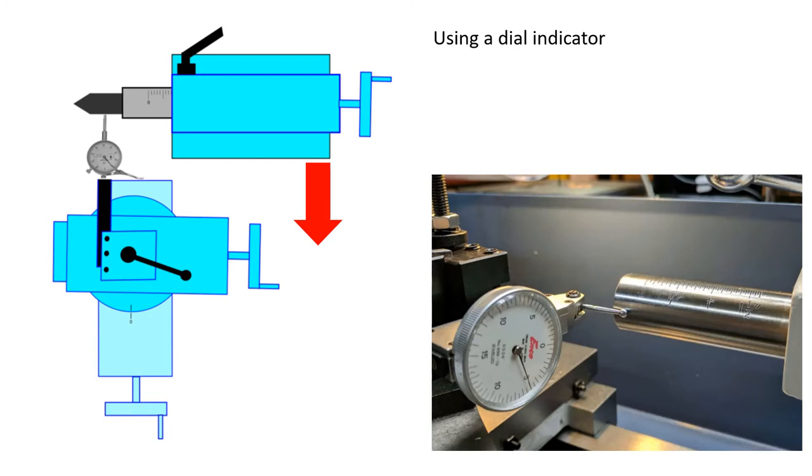So obviously we have to get our tailstock parallel to the center line first before we do any offsetting, because any error will be added to the taper. We looked at aligning the tailstock to the center line of the lathe in a previous unit.